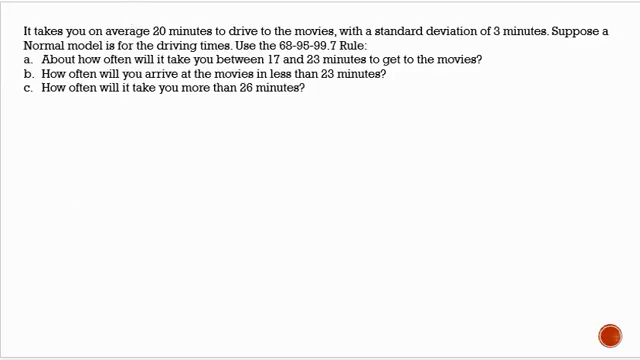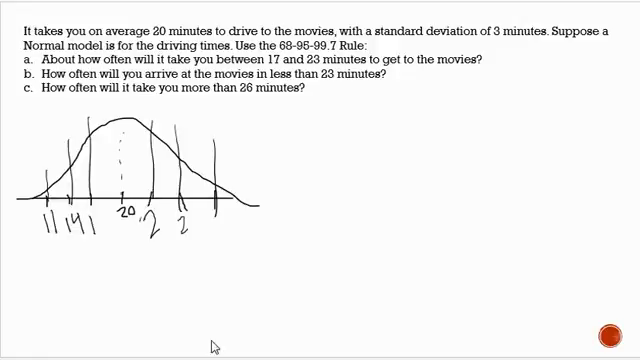So say it takes you on average 20 minutes to drive to the movies, with a standard deviation of 3 minutes. Suppose a normal model is used for your driving times. Use the 68, 95, 99.7 rule to solve the following problem. First thing you want to do is sketch out your normal model. Please take a moment to do that on your own. Pause your video, and when you are done, come back.